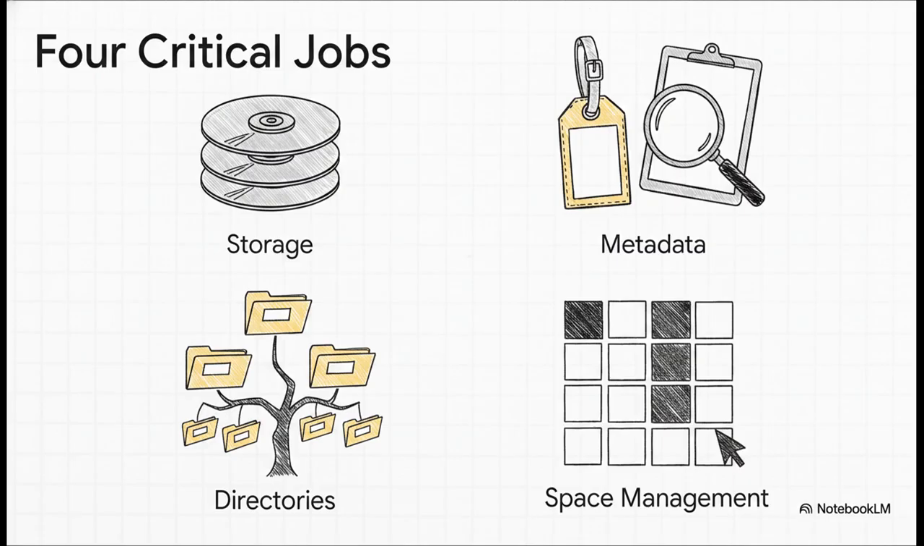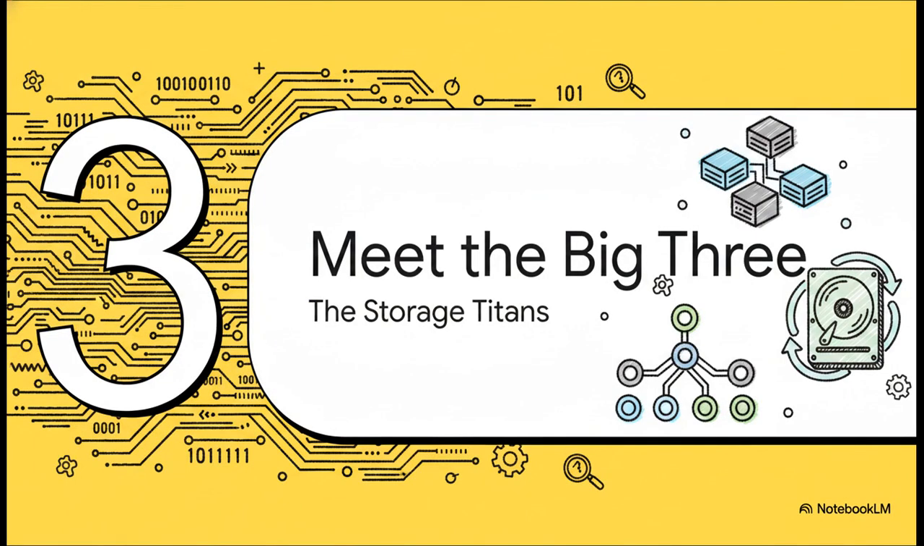Third is directories. It builds that familiar folder tree structure so we, as humans, can actually navigate our files logically. And fourth, free space management. It constantly monitors which disk blocks are empty and available, ensuring new files always have a place to go without crushing old ones. Together, these 4 pillars are what let your computer read, write, and delete files reliably. Which brings us to Section 3.